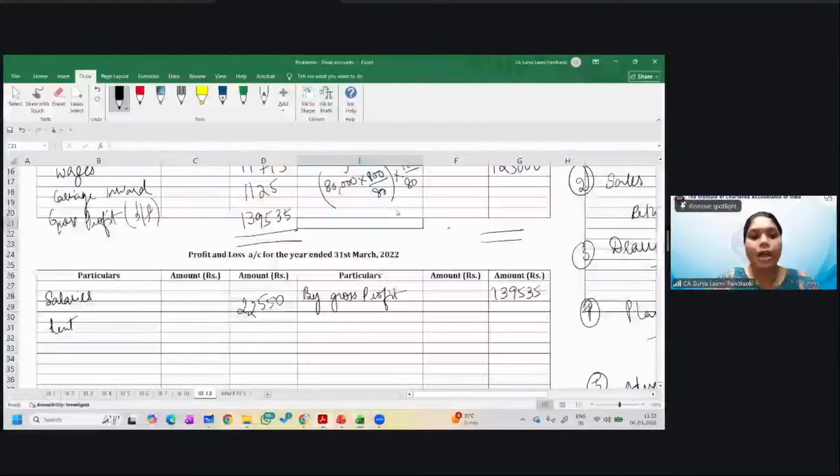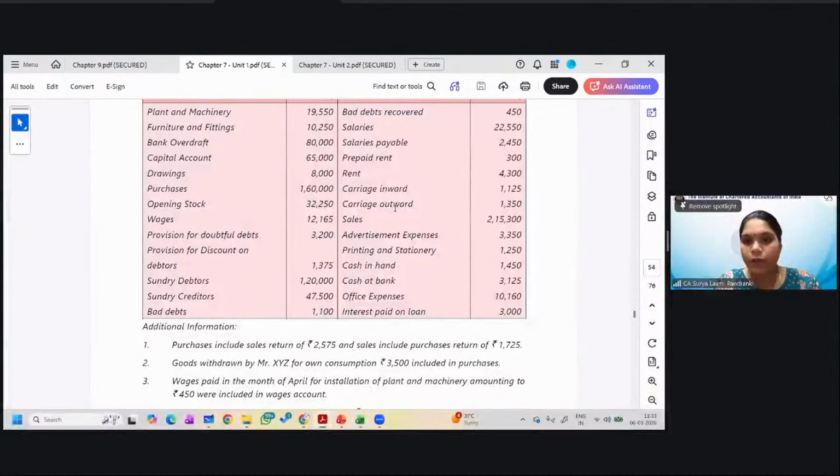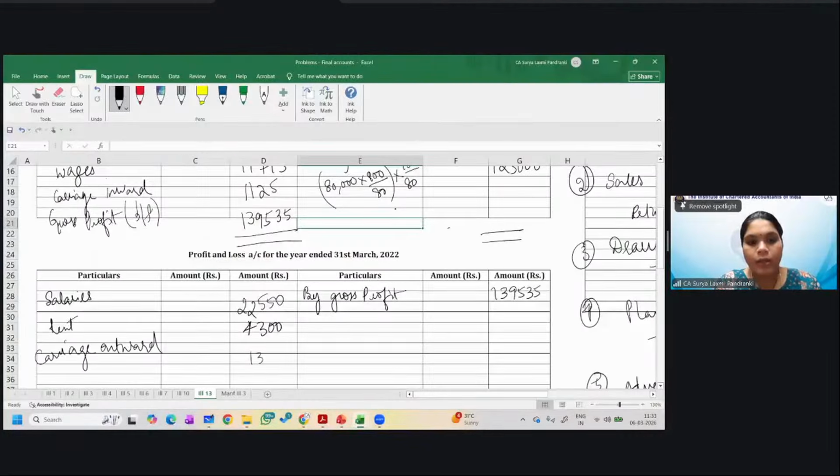Then you have carriage outward. Carriage inward, we will take it in. Carriage outward, you will take it in the P&L statement. Carriage inward, you will take it in the trading account, right? This we already know, we have done also. 1350.